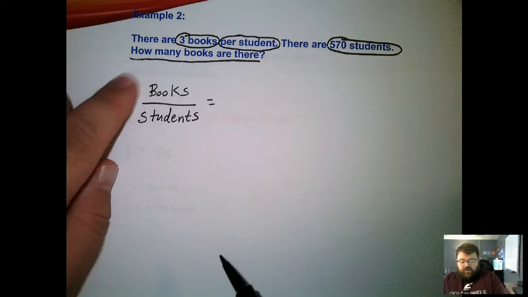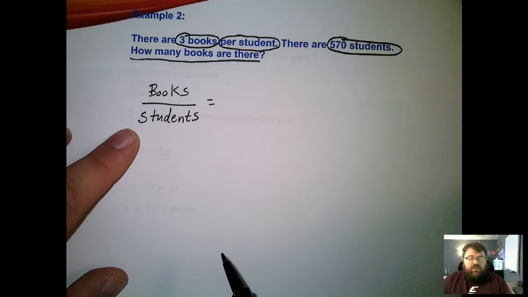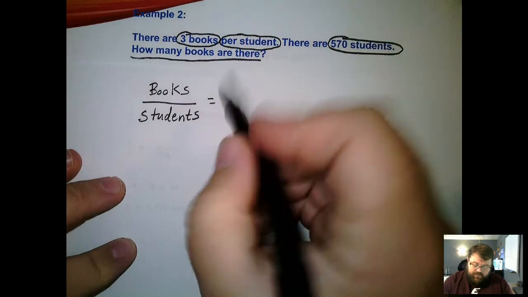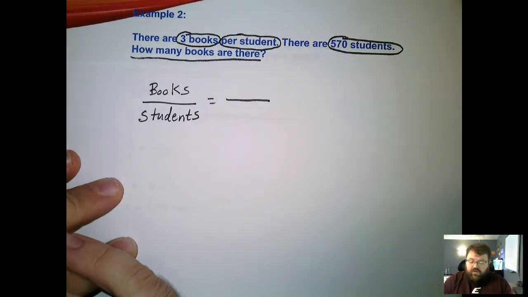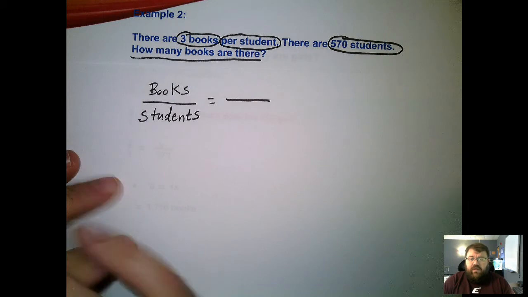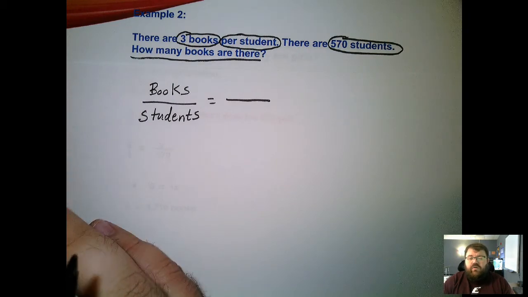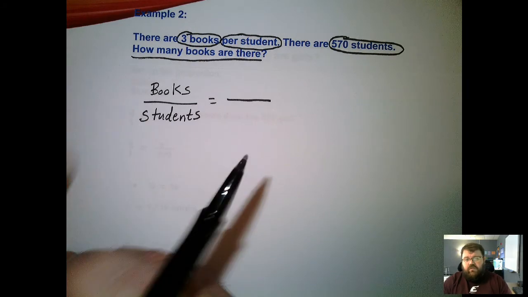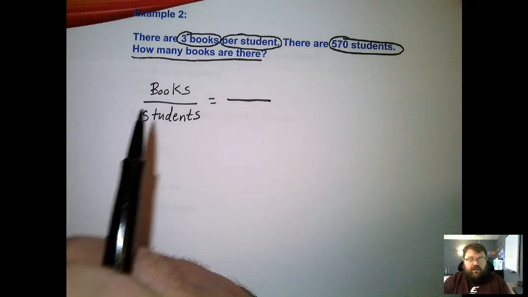Now, I wrote books over students. You could have wrote students over books. There is no right or wrong here on this particular set. All right, let's look for our given ratio. Our given ratio is going to compare both the books and the students. Most of the time they're in the same sentence. Not always, but most of the time.